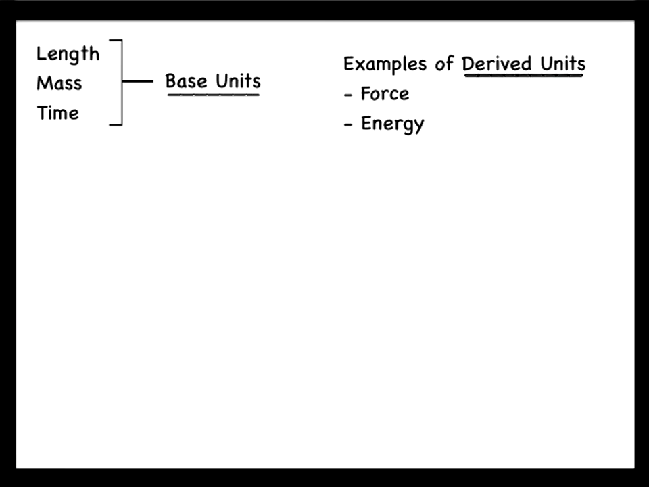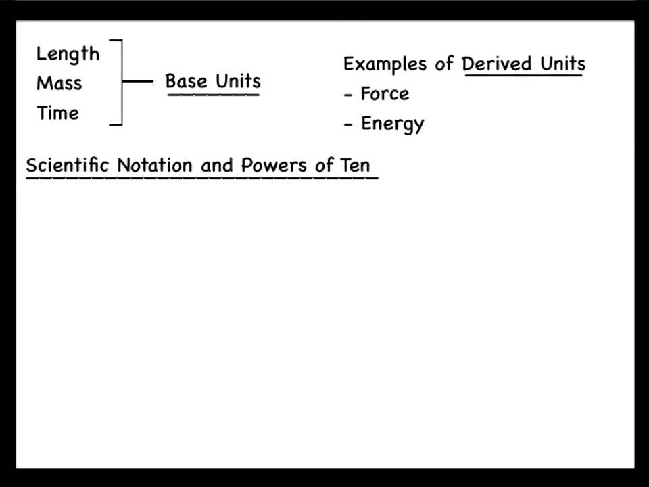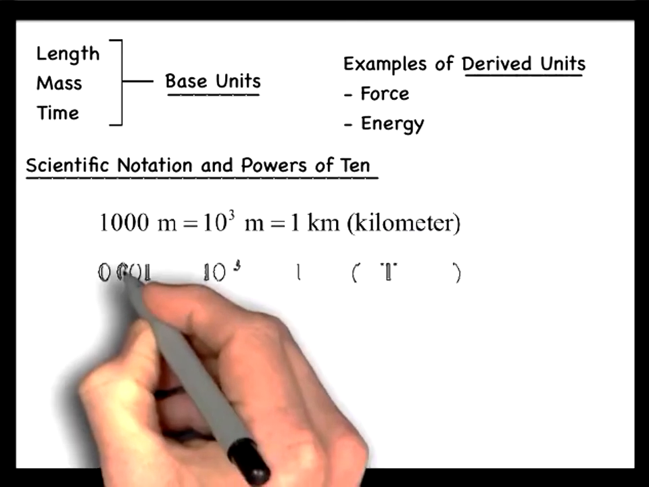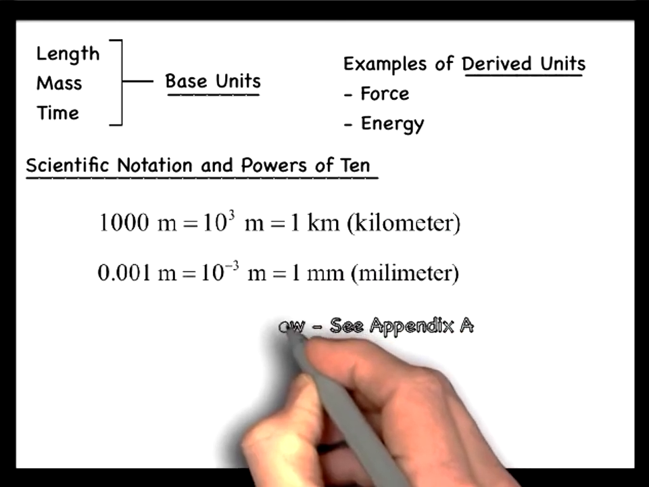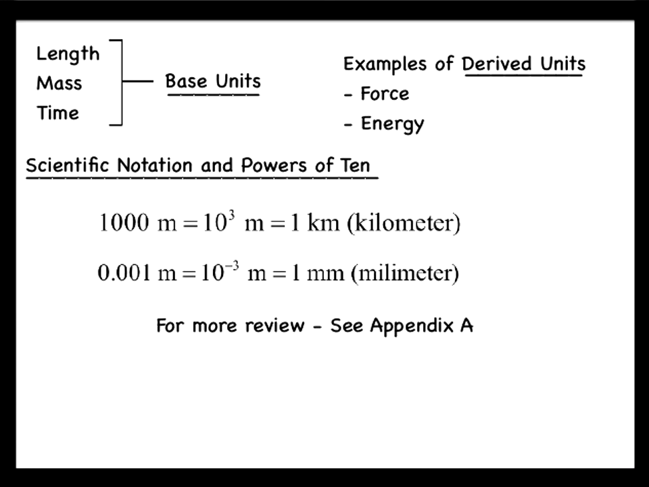The value of a quantity in terms of either derived or base units can be a very small or very large number. It is often convenient to write these numbers as multiples of 10 using scientific notation. For example, 1,000, or 10 to the third meters, are referred to as 1 kilometer, and 0.001, or 10 to the minus 3 meters, is called 1 millimeter. For more review on powers of 10 and scientific notation, you can consult Appendix A in your textbook or ebook.